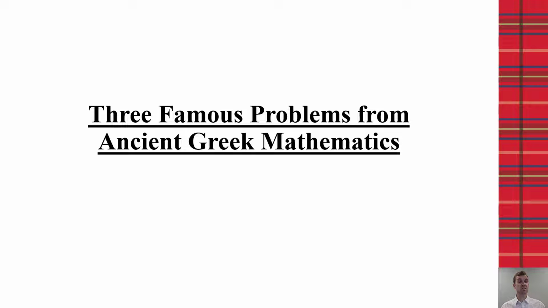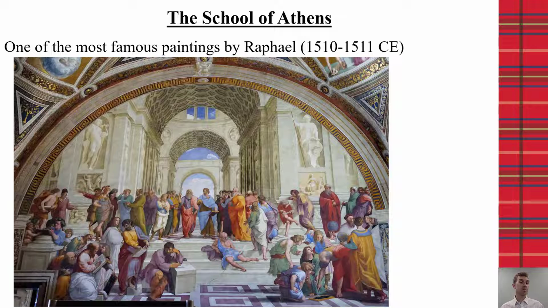In this video, we'll discuss the three famous problems from ancient Greek mathematics. Now, one of the most famous paintings in the Vatican is at St. Paul's Cathedral, which is called the School of Athens, painted by Raphael. In this painting, we see many Greek philosophers that have been very influential on society.